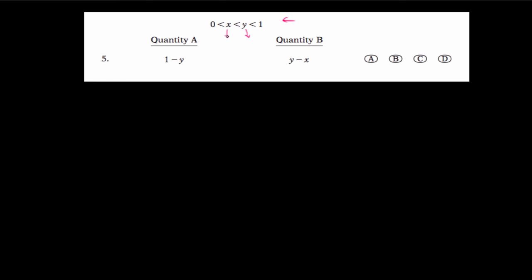I'm going to choose my x to be 1 over 4, that's 1 divided by 4, and I'm going to choose my y to be 1 over 2. You could write this in decimal form if you like. So this is 0.25, and this is 0.5. So this is what we have. Let's bring them down: 0 is less than 0.25, which is less than 0.5, which is also less than 1.